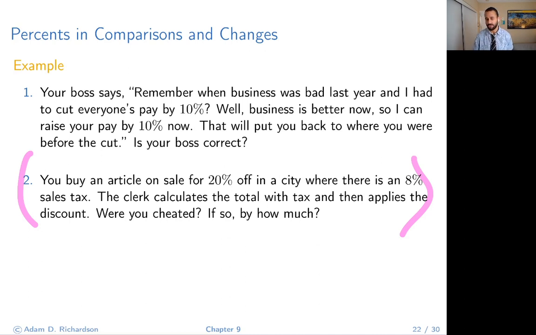You buy an article of clothing, say, and it's on sale for 20% off the original price. And you're doing this in a city where there's an 8% sales tax. The clerk calculates the total with tax and then applies the discount. The question is, were you cheated? And if you were cheated, by how much? So think about it for a minute. Because what the person's doing is applying the tax and then the discount, not the discount and then the tax. So were you cheated?